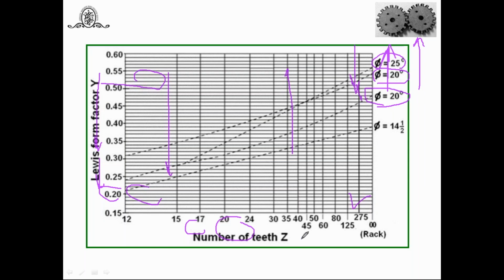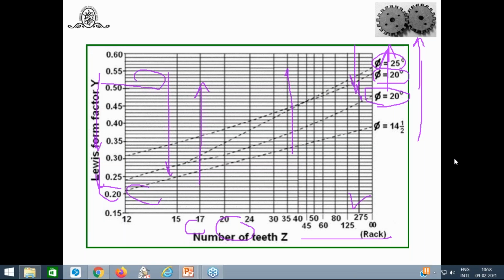And here as the number of teeth increases, Lewis form factor increases. We have seen from the chart or a table, and as the pressure angle increases, again the value of this Lewis form factor also increases. In this way you should know the mathematical relation and relation with the others also. It will help while designing the spur gear.